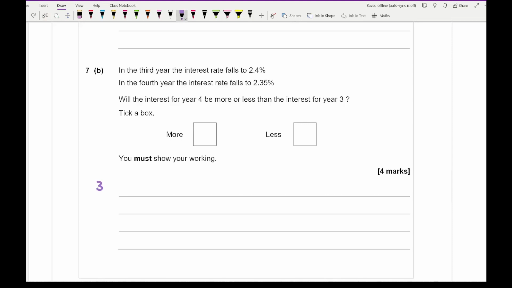So the first thing we need to do is work out what amounts we're going to get in the third year. The starting amount in that third year, after the second year I should say, is 6303.75, and I'm then going to multiply that by a 2.4% increase. Even though it says it falls, it's only because it's gone from 2.5% to 2.4%. So that's going to be 1.024, and if I type that into my calculator, I get an answer of 6,455 and 4 pence.